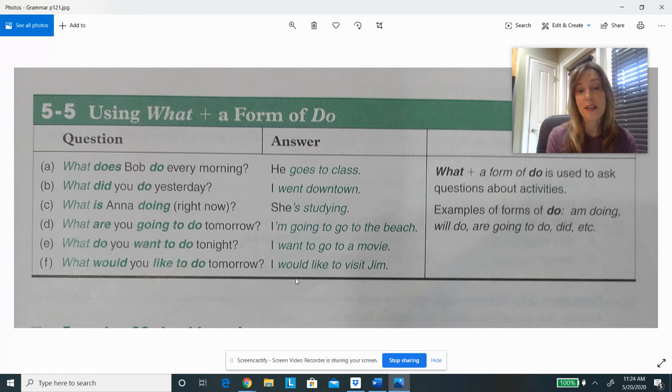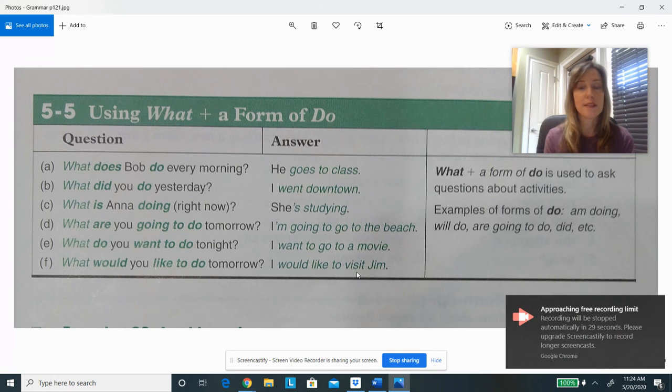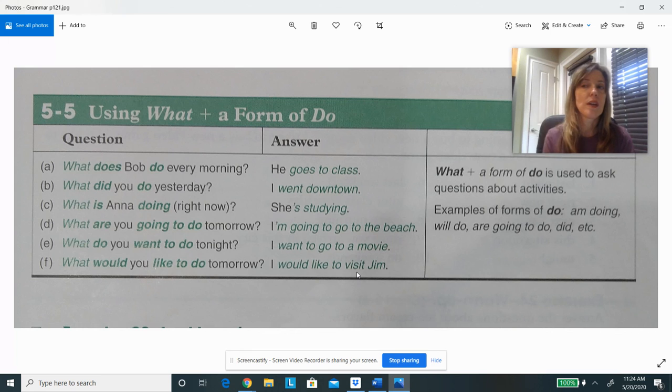Okay, so your answer, you are going to repeat the would like. I would like to, and then it could be any verb. It doesn't have to be do. To visit Jim. I would like to go shopping. I would like to see my friend.